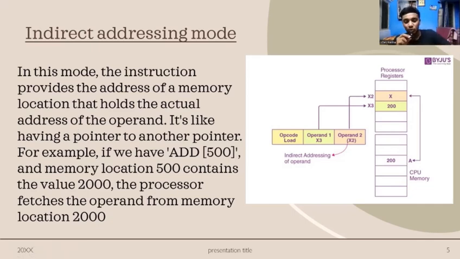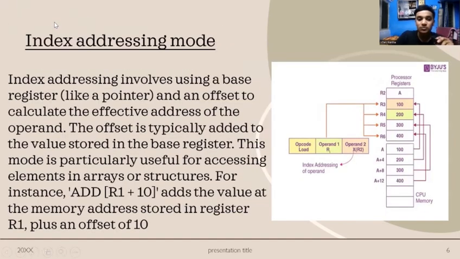For example, at 2000 I have my name, that is Irfan. What will happen is add 500 fetches you to 2000, but it will not display 2000, it would display what is at the memory location 2000, that is Irfan. I hope this is clear. Let us move on to the next one.